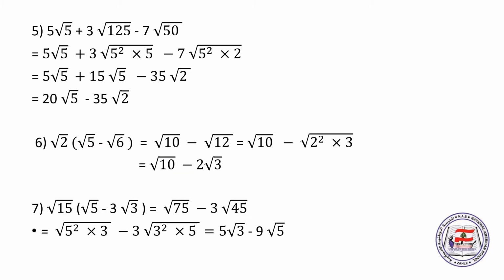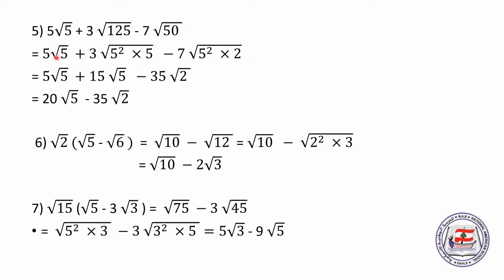In number 5, we have 5 radical 5 plus 3 radical 125 minus 7 radical 50. The expression contains different radicals, so we need to try to reduce each reducible radical. Radical 125 can be written in the form of radical 5 squared times 5. Radical of 50 can be written in the form of 5 squared times 2.